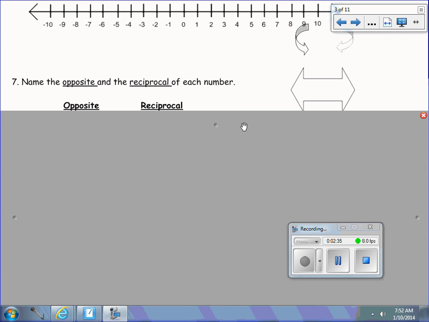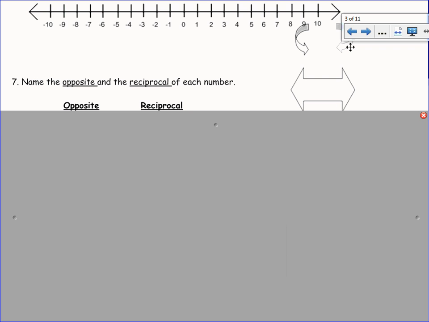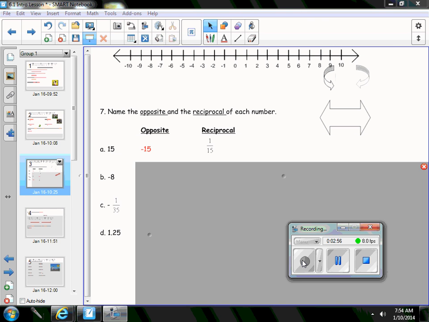Now we have a few examples, and we're going to have a number and we're going to name the opposite of it and what's known as its reciprocal. We have discussed reciprocal earlier in another lesson. What if we have a number 15? As we're showing, the opposite of 15 is -15. It's on the opposite side of 0.